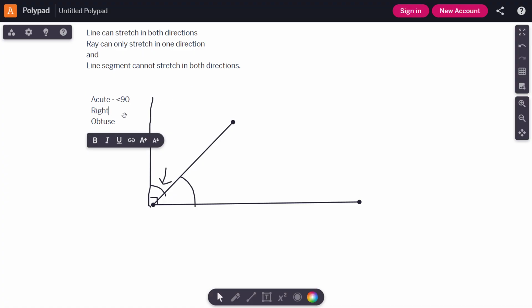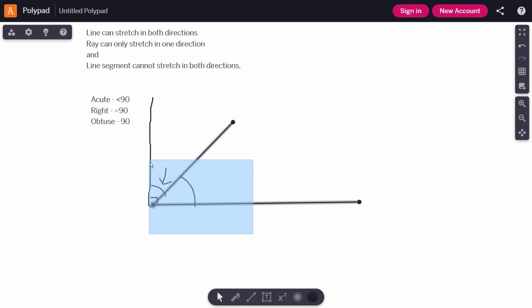Right angle, like I just said, is equal to 90 degrees. Obtuse angle, you can guess it's bigger than 90 degrees. Alright.